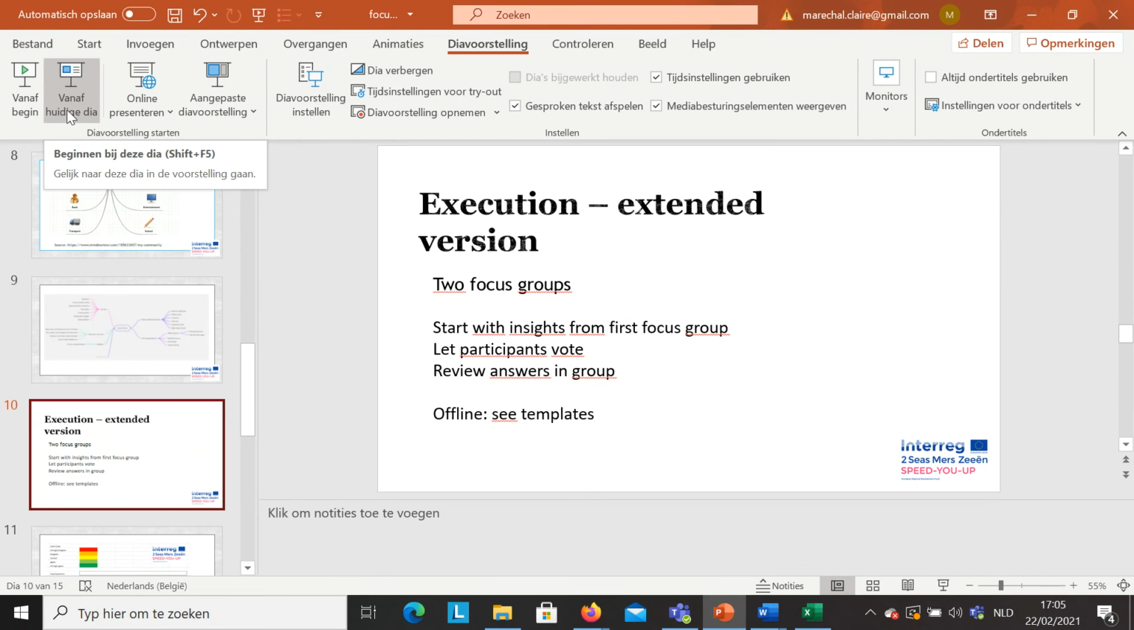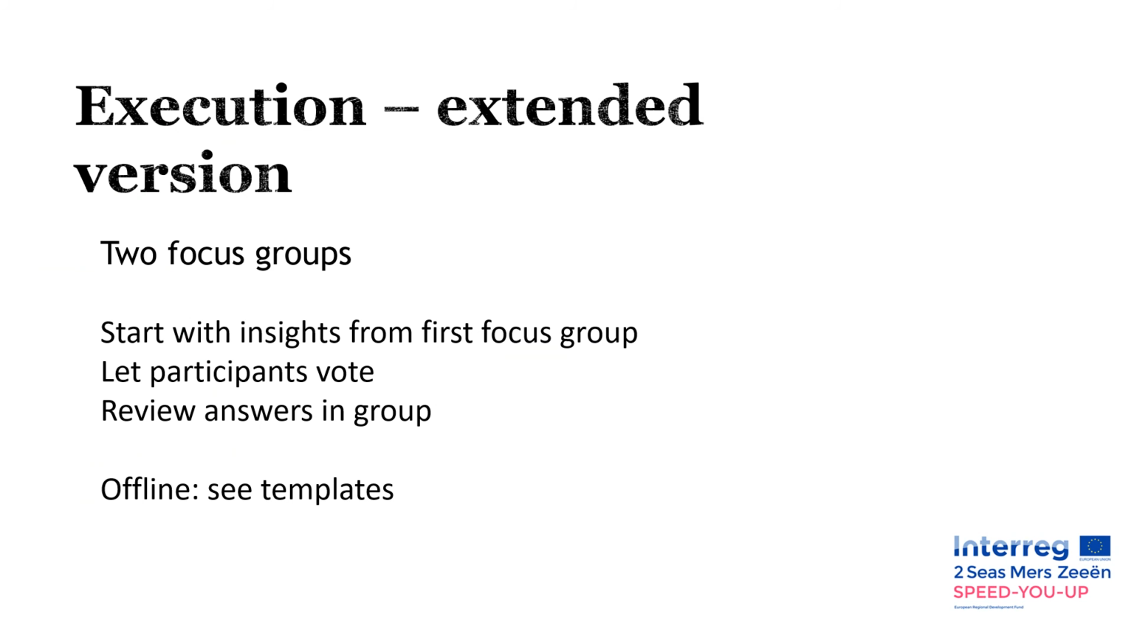If you want to do the extended version of the focus group, it's advisable that you do 2 focus groups. Then you start the second focus group with insights from the first focus group, and you will look for ways to let participants vote and then to review their answers in group. There are 2 approaches you can use here.